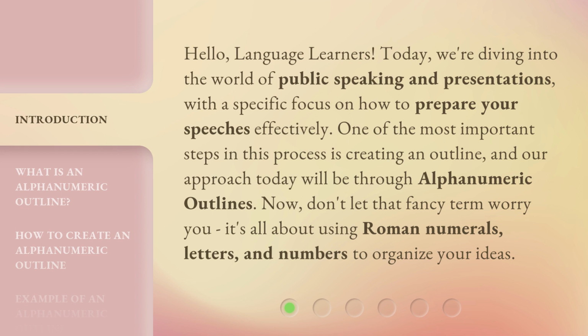Today, we're diving into the world of public speaking and presentations, with a specific focus on how to prepare your speeches effectively. One of the most important steps in this process is creating an outline, and our approach today will be through alphanumeric outlines. Now, don't let that fancy term worry you. It's all about using Roman numerals, letters, and numbers to organize your ideas.